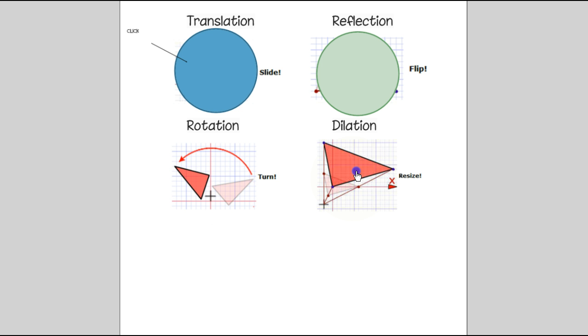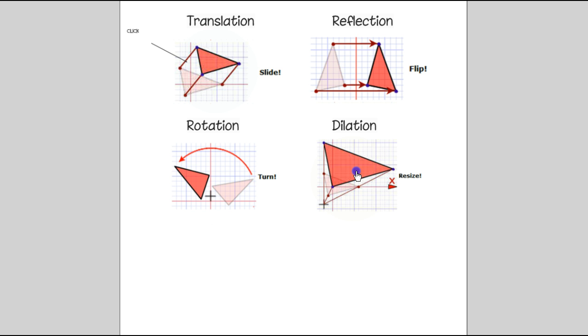Rotation, the slang word is turn. It's really just a turn, like you're turning a doorknob. Go ahead and click them all so you can sit down and write it down. Reflection is a flip, and translation is a slide. So each one of these has the geometric word and the everyday word.